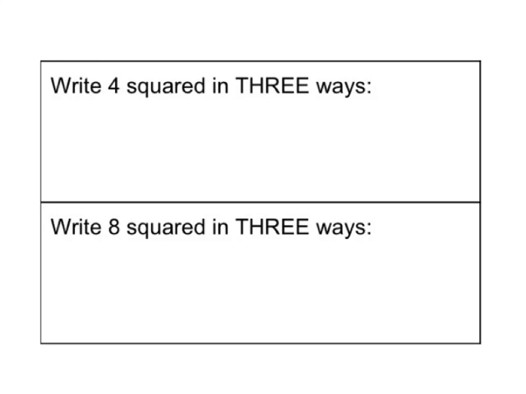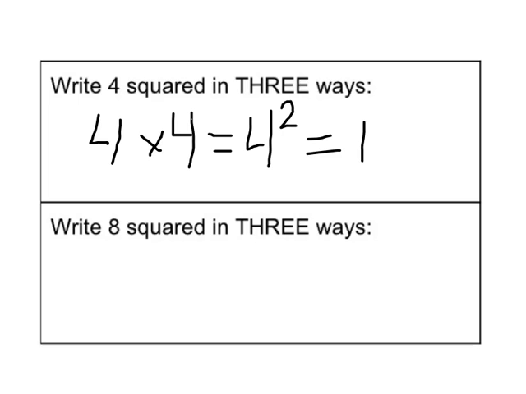This is a review from yesterday as well. I'm going to do the first 2 problems with you. First, write 4 squared in 3 ways. So how can we write 4 squared in 3 ways? The first way is we can write 4 multiplied by itself 2 times. We can also put this in exponential form, or we can solve it, and we'll get 16.